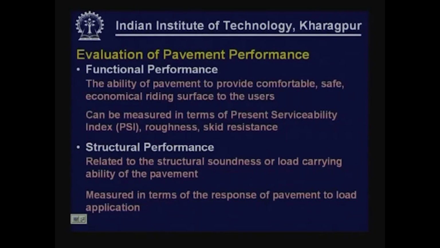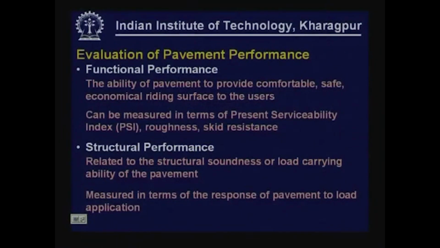Pavements are evaluated typically for 2 types of performance. One is functional performance, other one is structural performance. Functional performance is the ability of the pavement to provide a comfortable, safe, economical riding surface to the users. That basically is the function of the pavement as far as the user is concerned. User requires a safe, comfortable ride.